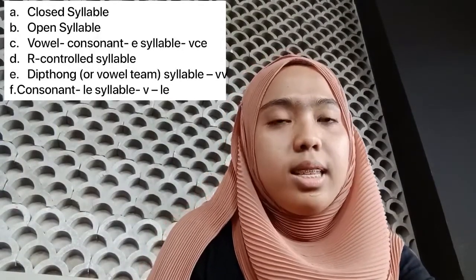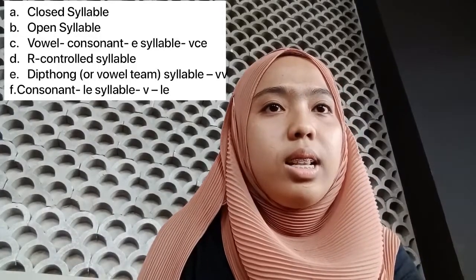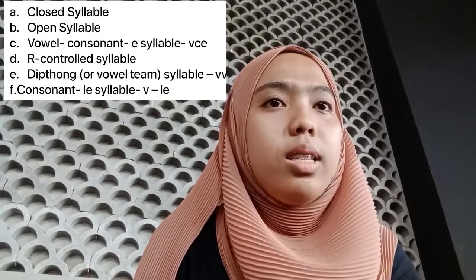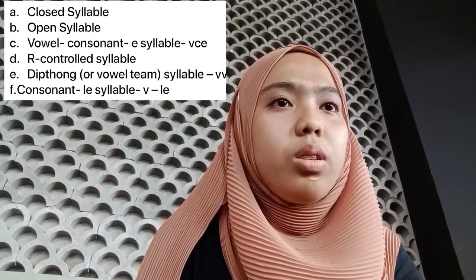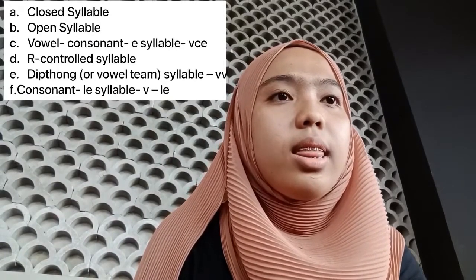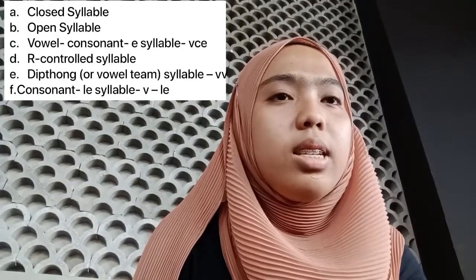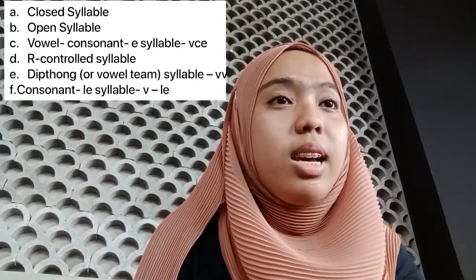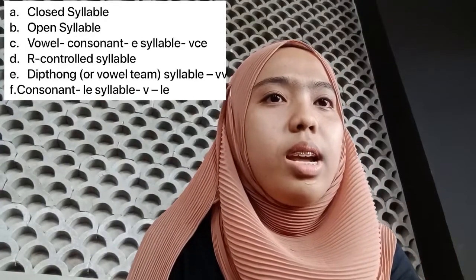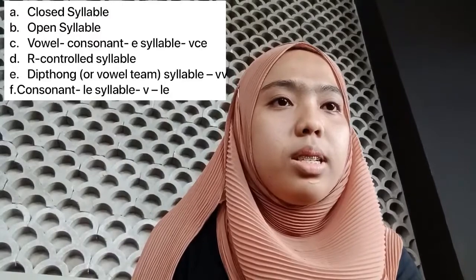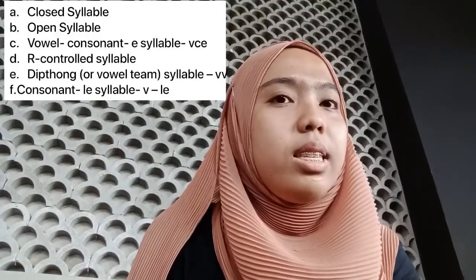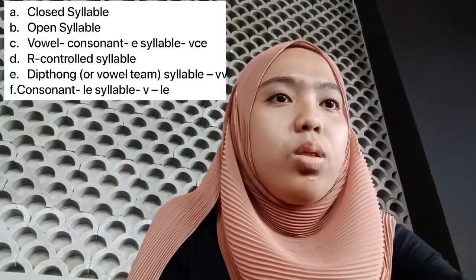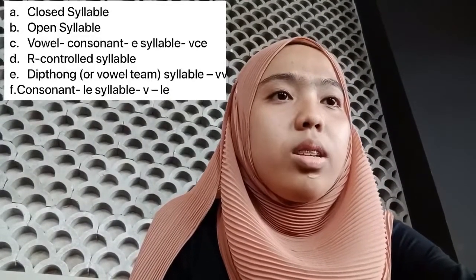And the last is the consonant-le syllable, C-le. A consonant-le syllable has no vowel sound. The silent E at the end of the syllable is the only vowel. Only the consonant and the L are pronounced. Examples include purple, table, maple. This is the last syllable type to teach once the student has mastered the others.